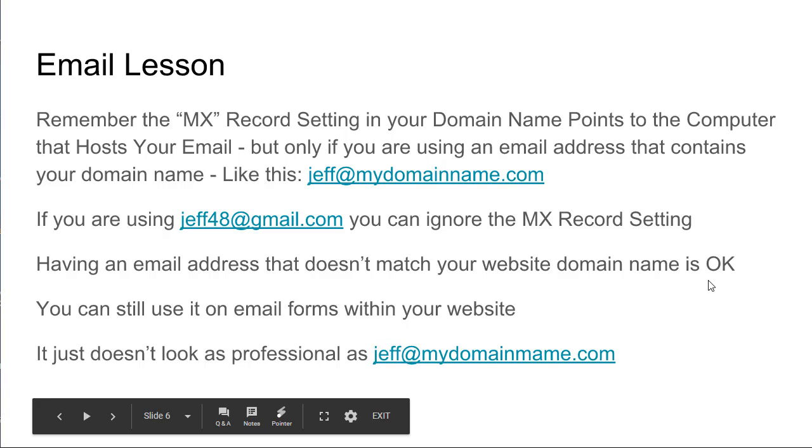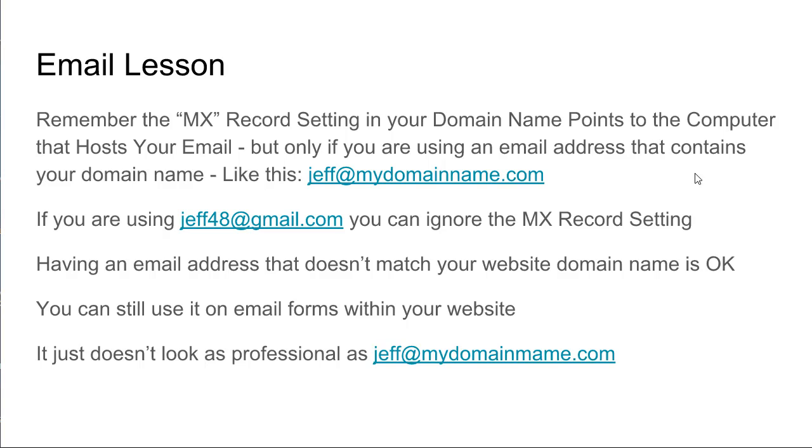Now next I have a little email lesson, and actually we've already gone over the MX record setting in the domain name. Now that, like I said, is for the professional or the business version of having email addresses, an email address that has your own domain name in it. Now if you have an email address that's just a simple Gmail address, for example, like this one here, then you don't need to worry about the MX record setting.